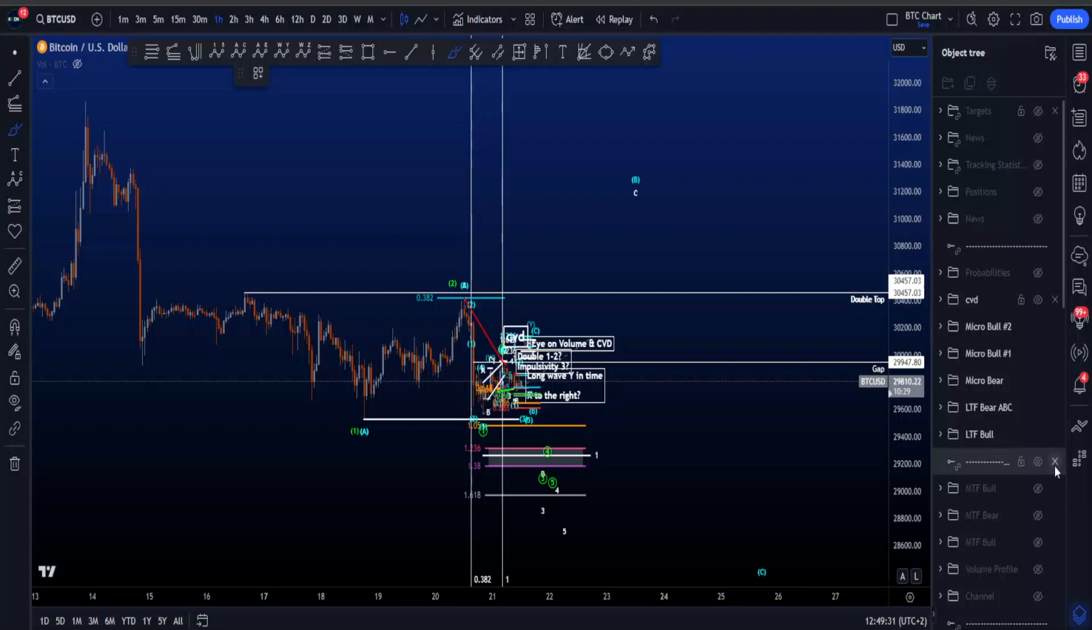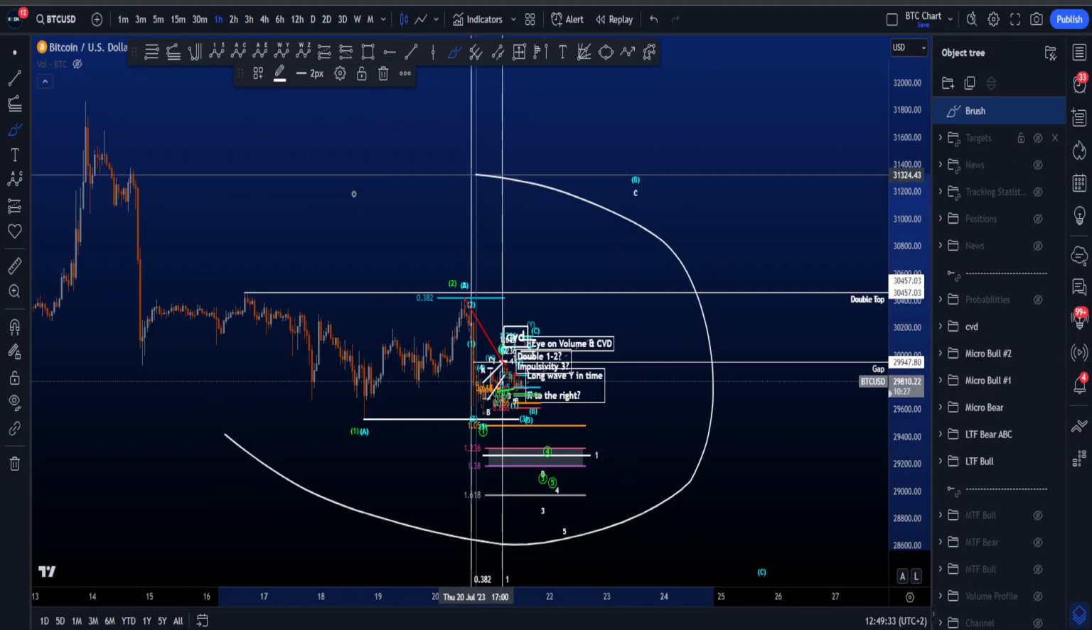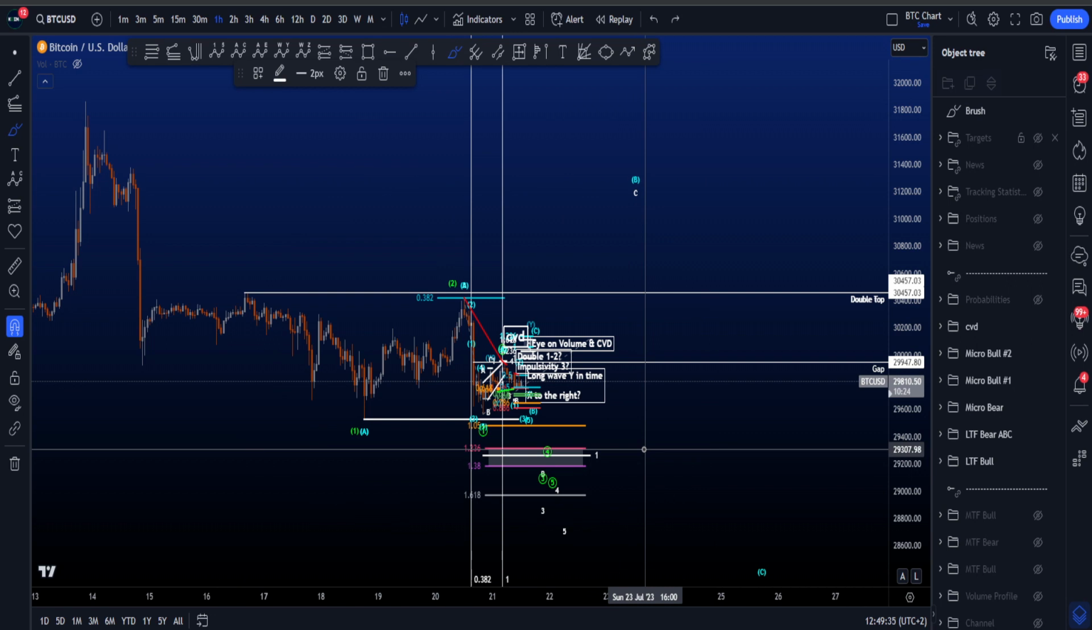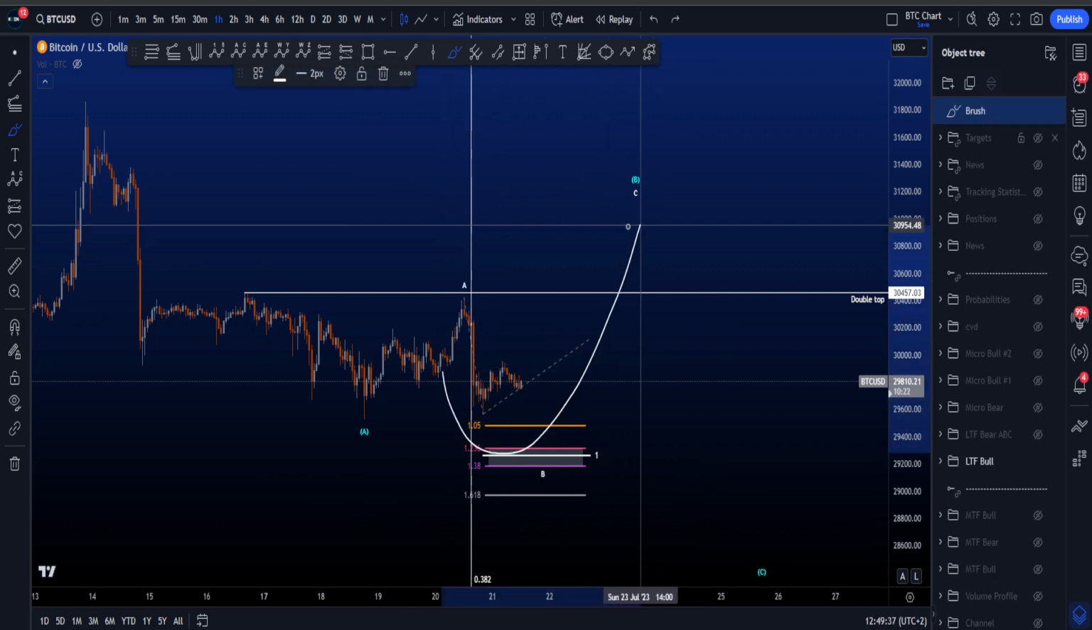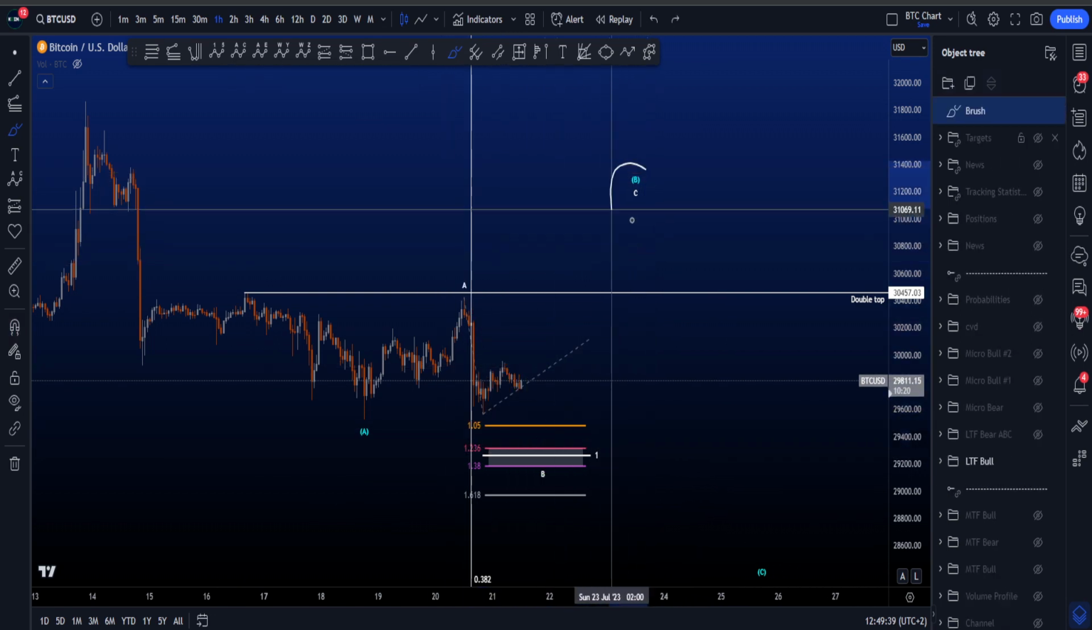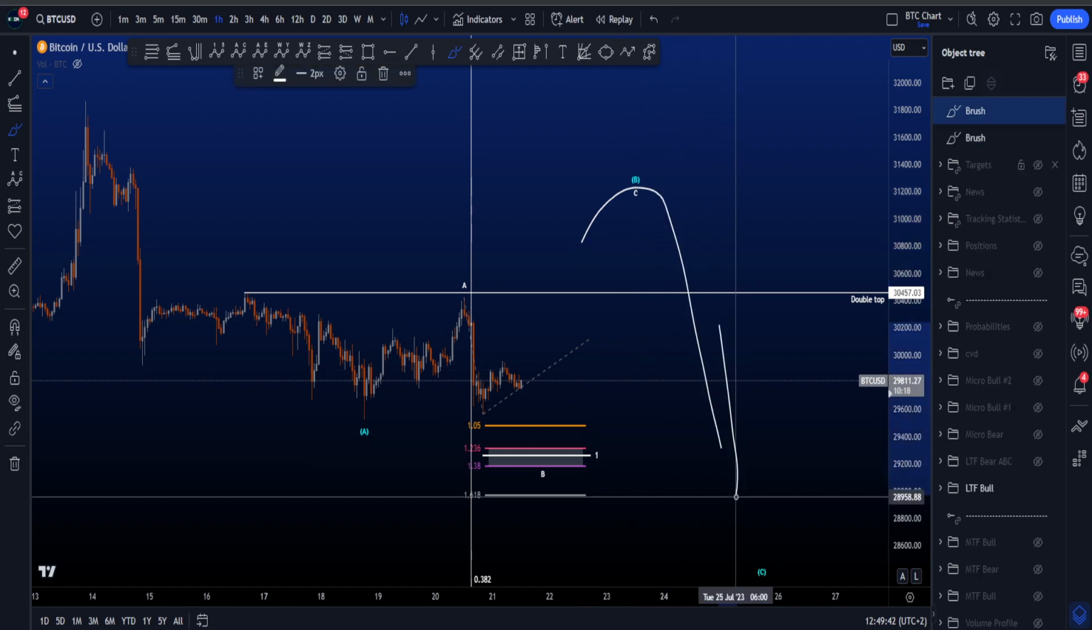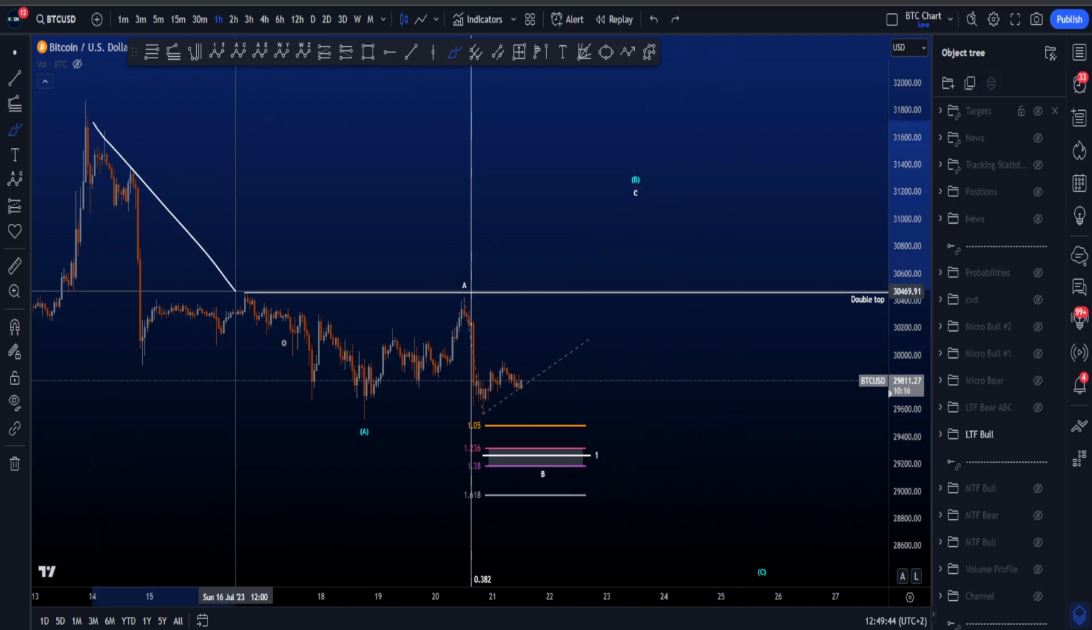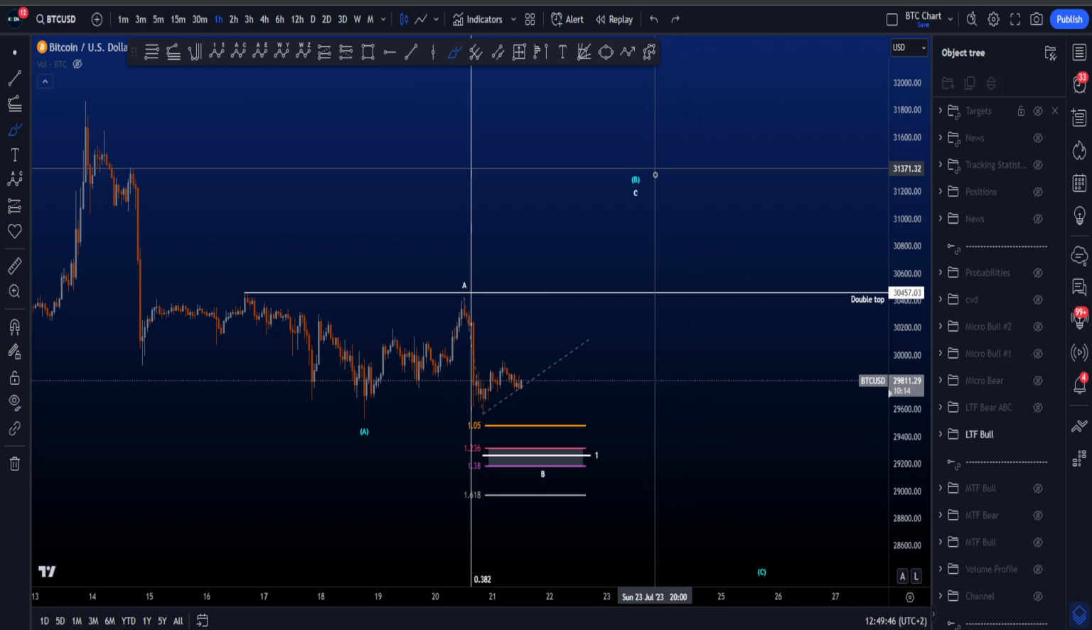Hi everyone, let's go over my low time frame and micro bullish and bearish Elliott Wave scenarios on Bitcoin. Started with the low time frame bullish scenario where we still expect a move to the upside in a wave B before then continuation to the downside in a wave C in a zigzag 5-3-5 structure.